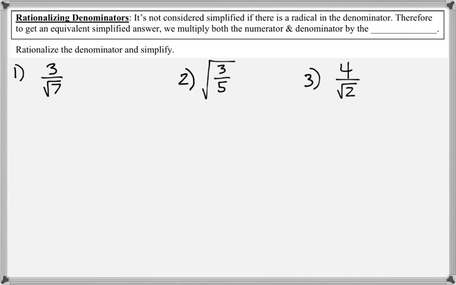The first topic in section 9.1 is rationalizing denominators. So it's not considered simplified to have a radical in the denominator. Therefore, to get an equivalent simplified answer, we have to multiply both the numerator and the denominator by the denominator itself.